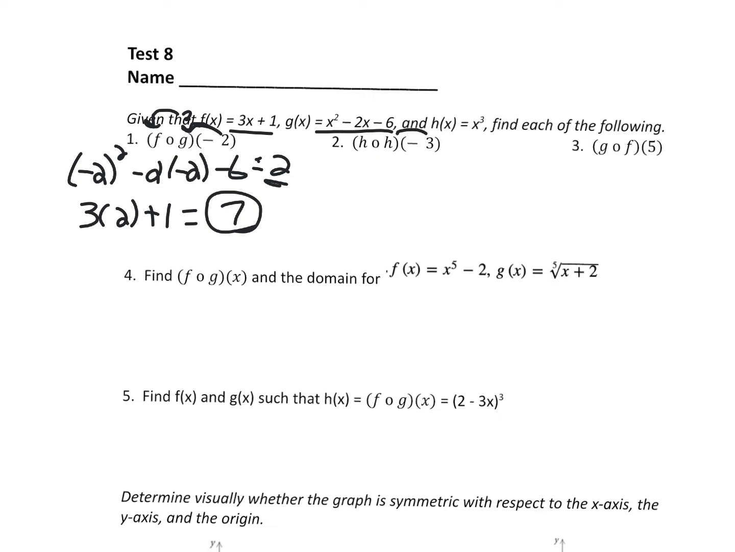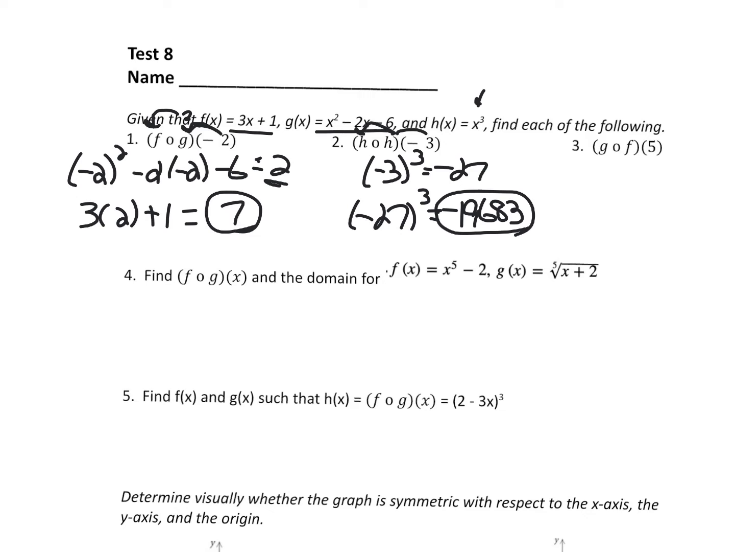-3 is going into h first, which is right here. So if I plug in -3, again, use your parentheses, (-3) cubed, that's -27. And then you do the same thing. You're going to take -27, go backwards, plug it into h again. So I'm going to do (-27) cubed, which is -19,683. That got huge because we really cubed it twice.